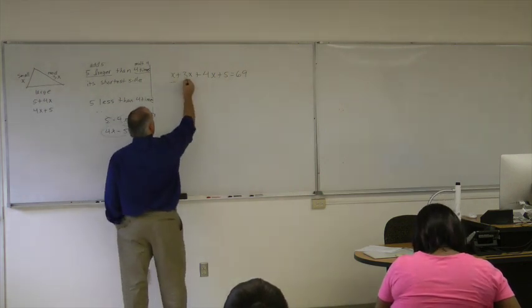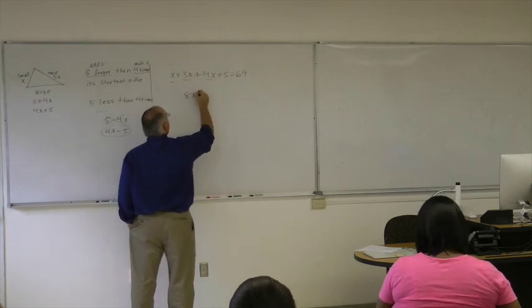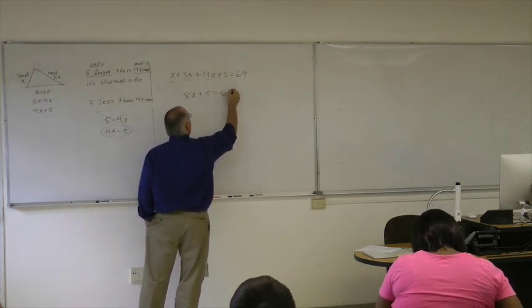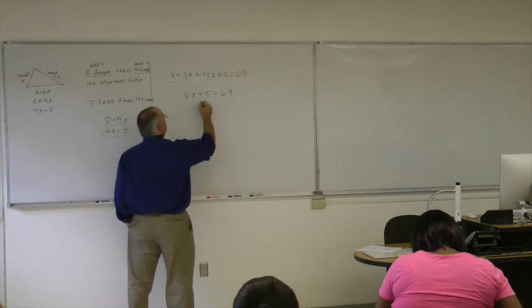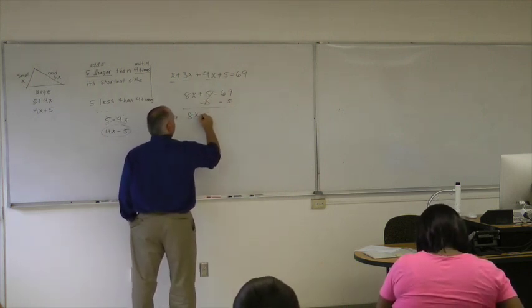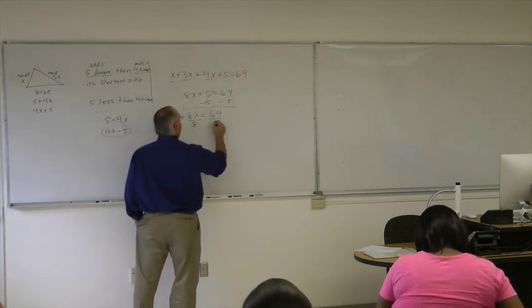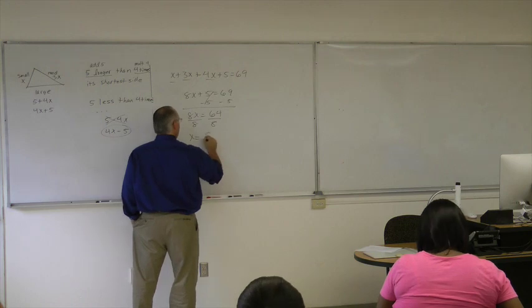So we can combine like terms. x plus 3x plus 4x is 8x, plus 5 is 69. Subtract the 5. So 8x is 64. Divide by 8. So x is 8.